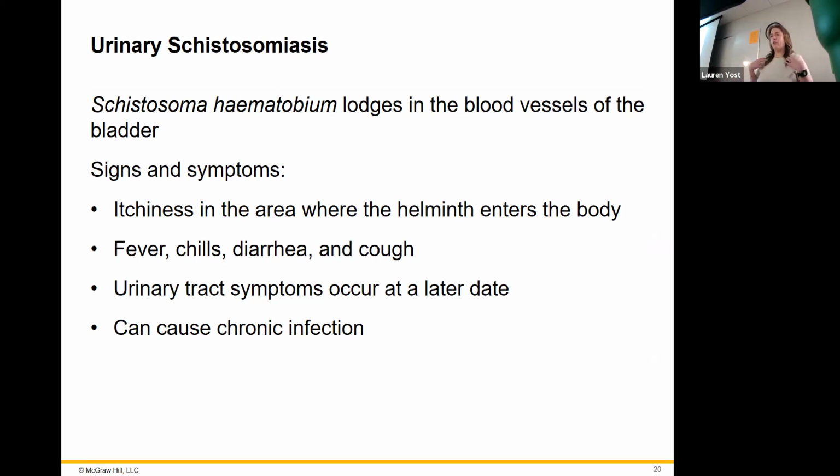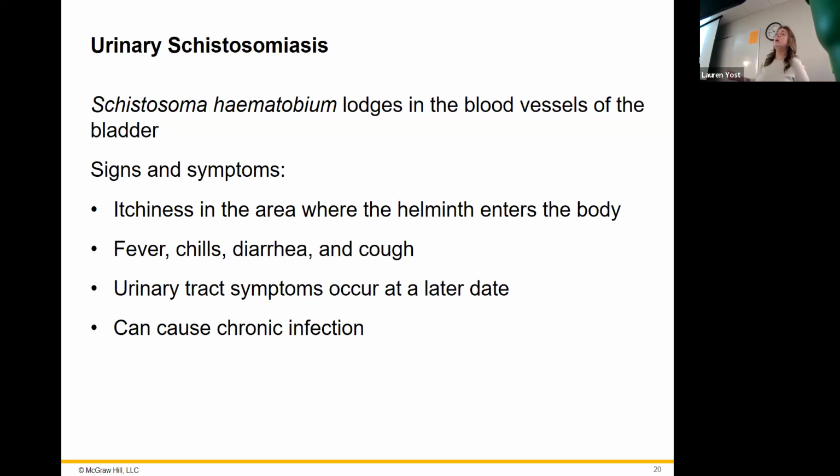We learned about it being involved in, we called them the blood flukes, and it was horrible. If it gets lodged in the bladder, it can actually block the bladder and can lead to chronic infection of the bladder. This is also where it says itchiness in the area where it enters the body. Well, this is that swimmer's itch. This was how you typically are exposed to it, from swimming in wastewater associated with this.